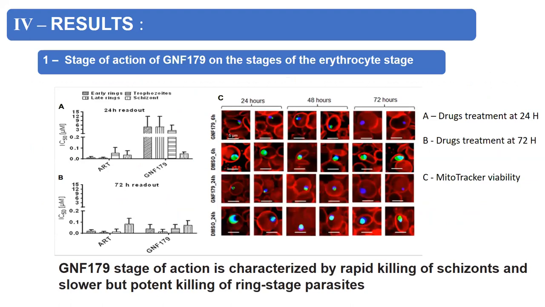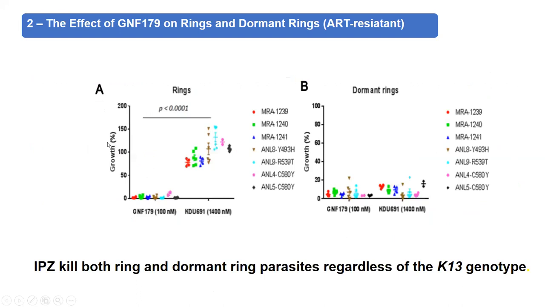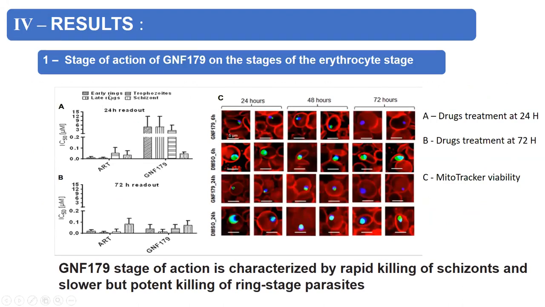The results. The first result is to know the stage of action of GNF on the erythrocyte stages. Here, in graph E, we can see that GNF is more active against schizont than other stages, such as ring and trophozoite stage. But at 72 hours, we can see that the two compounds, artemisinin and GNF, kill all parasites.